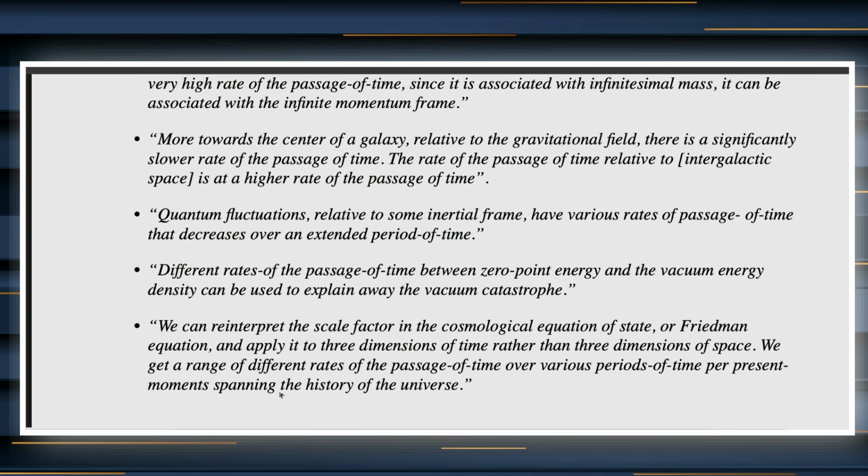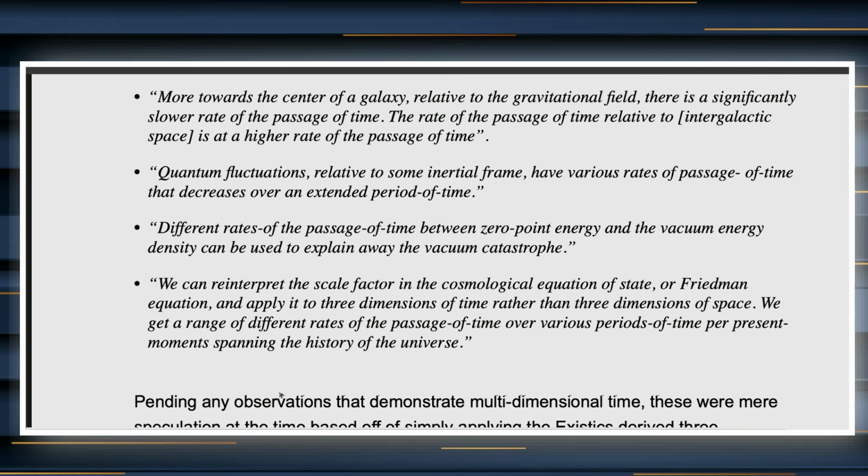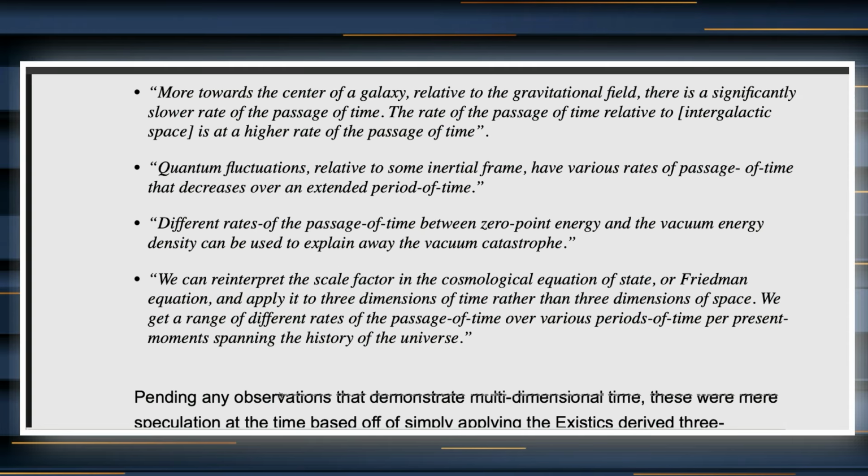Quantum fluctuations relative to some internal frame have various rates of the passage of time that decreases over an extended period of time. Different rates of the passage of time between zero-point energy and the vacuum energy density can be used to explain away the vacuum catastrophe.